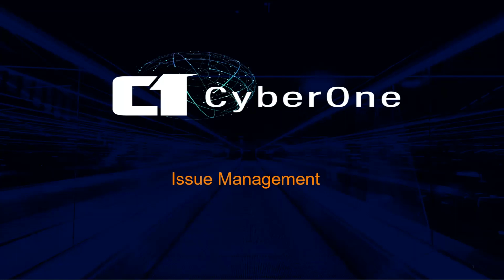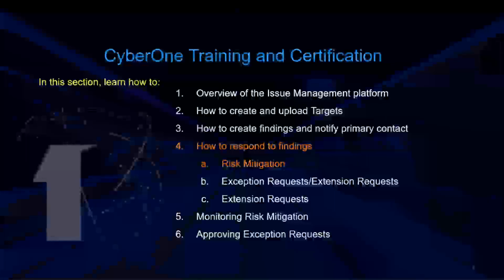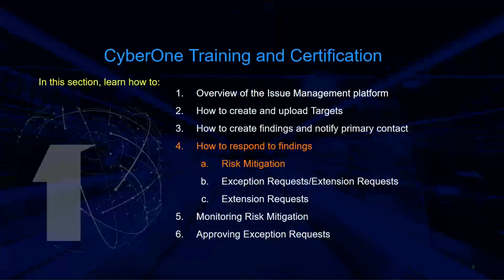Okay, let's get started. Today we're in the issue management training section, and we're going to be looking at the risk mitigation workflow, so how we respond to findings and create risk mitigation plans. And we do this through the portal, but we're going to start at the notification stage. When a finding is created, the primary contact, the person who will be responsible for mitigating that finding, receives an email notification from the system. So we'll start there.